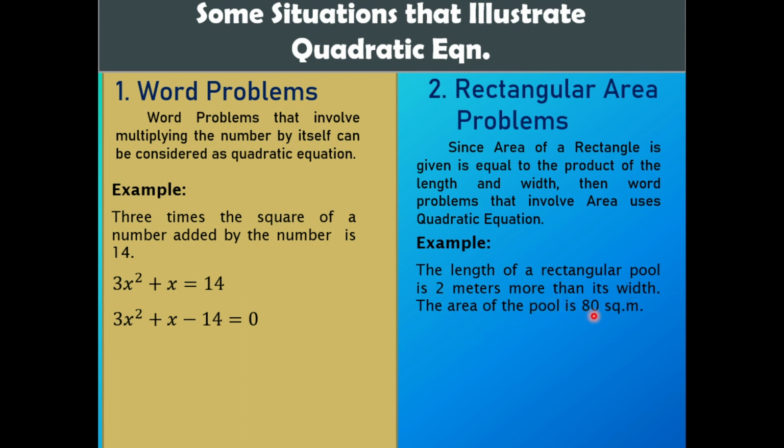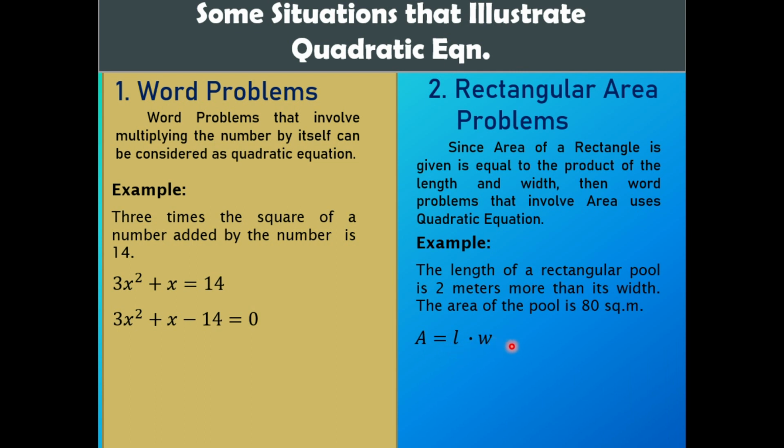The area of the pool is 80 square meters. So the length of the rectangular pool is 2 meters more than its width. Say for example that the width is x, then the length can be translated as 2 plus x. So we have here the formula for a rectangle.